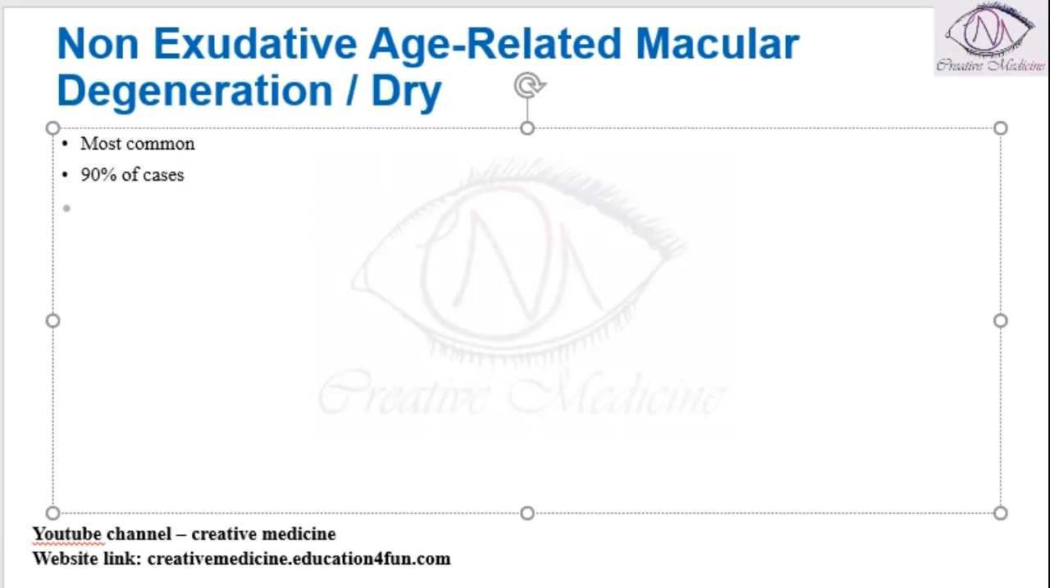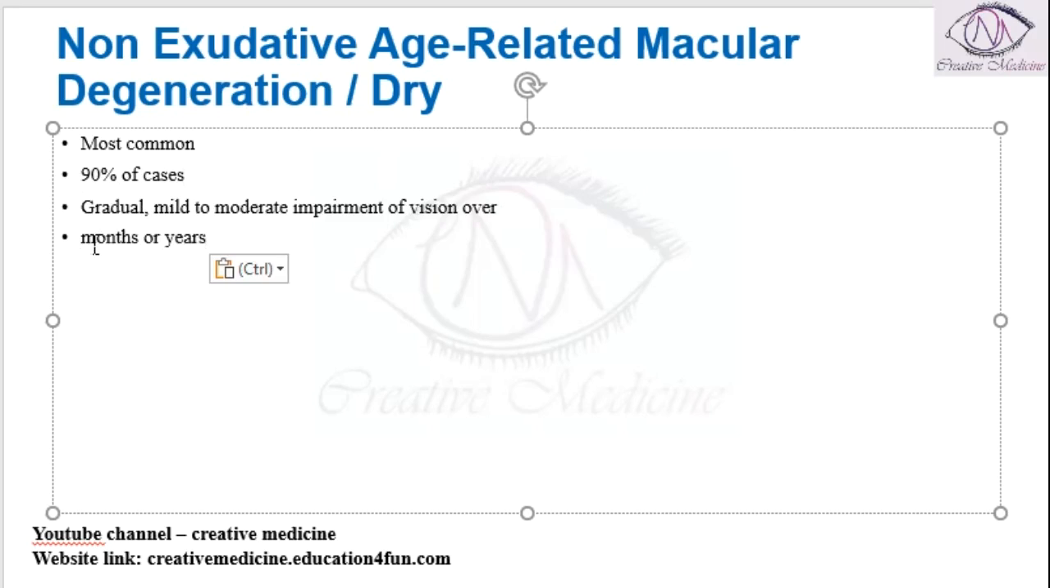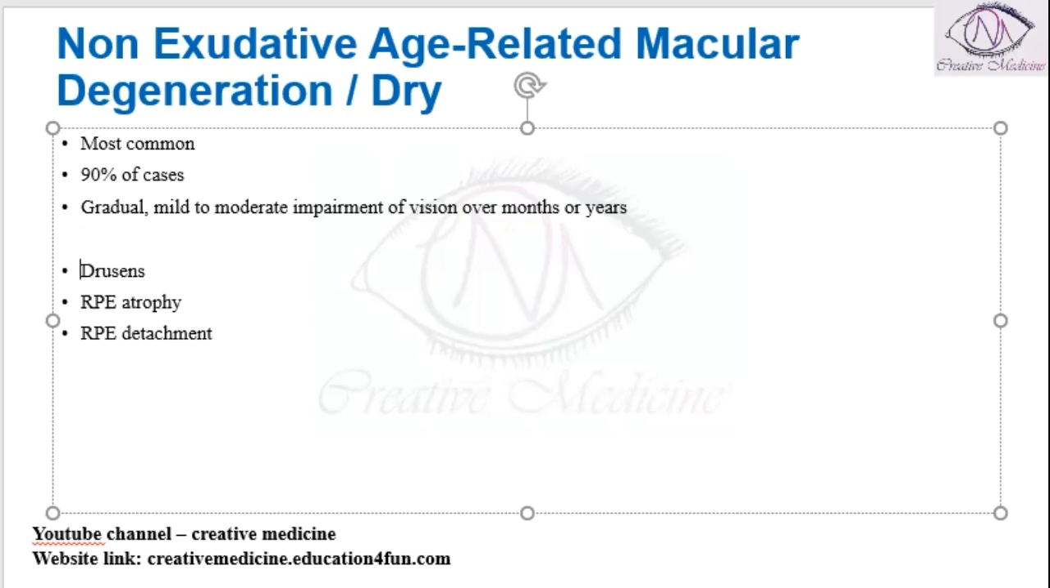Here, the patient has gradual, mild to moderate impairment of vision, which is seen over months to years. The patient will present with drusen, along with retinal pigment epithelium atrophy and retinal pigment epithelium detachment.